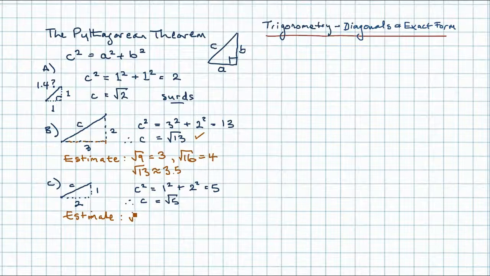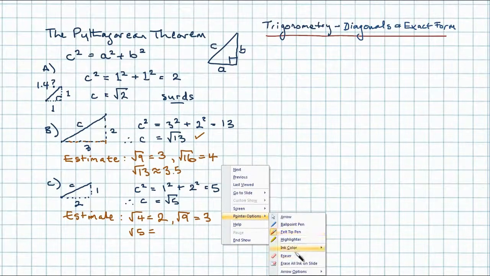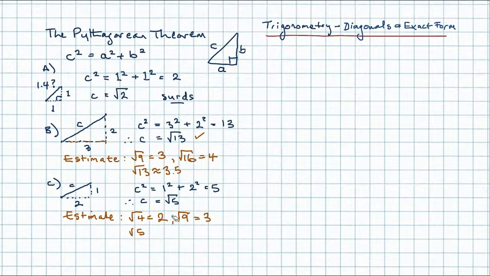There we go. So below this we have root 4. So root 4 we know is 2. And above this, the next one is going to be the square root of 9, giving us an integer of 3. So our estimate would be that the square root of 5 is approximately equal to, not equal to.